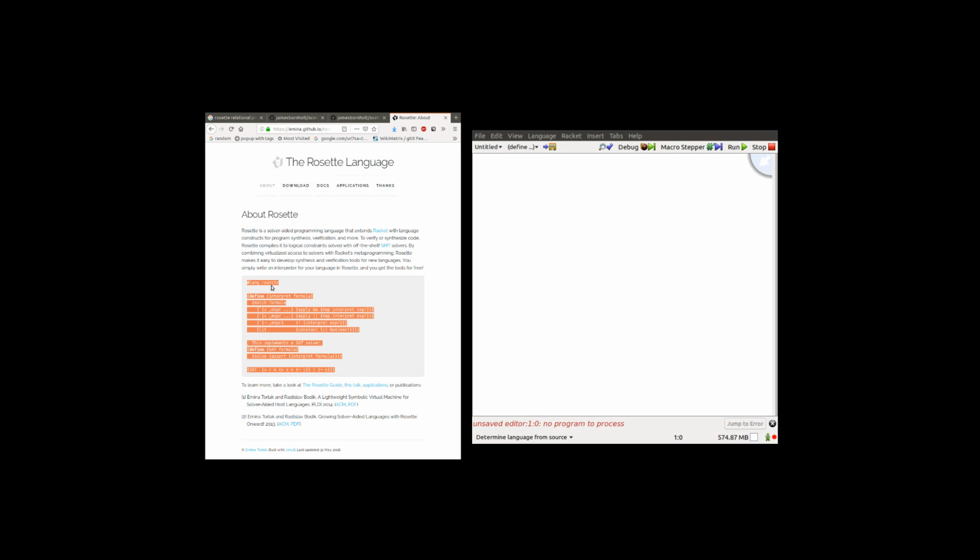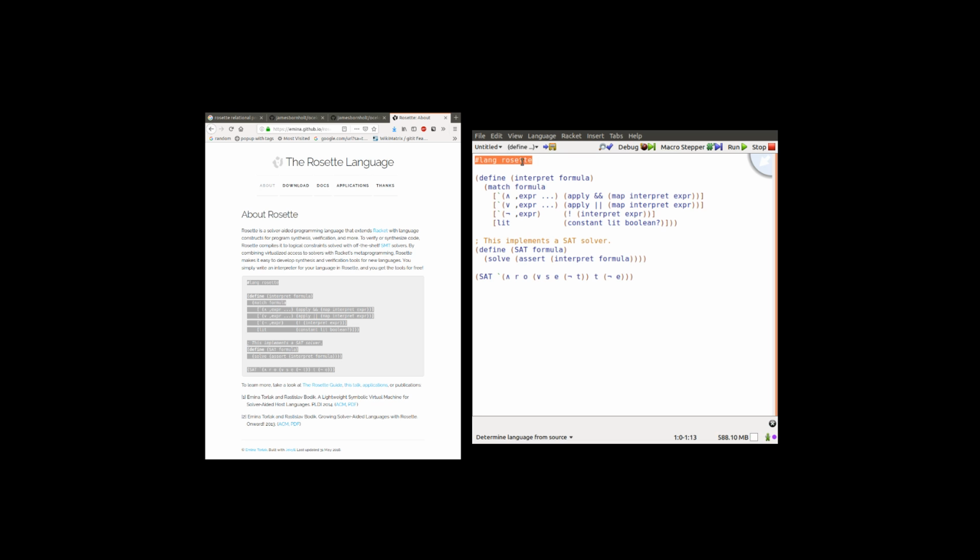I'm going to copy this into my Dr. Scheme window. #lang rosette means we're using a special language. All these things that you can see, like assert, like map, are coming from Rosette.